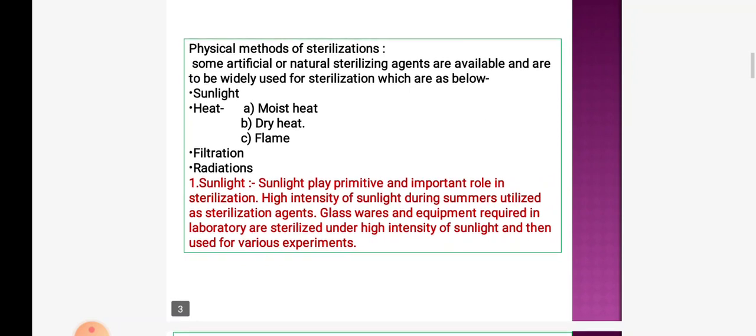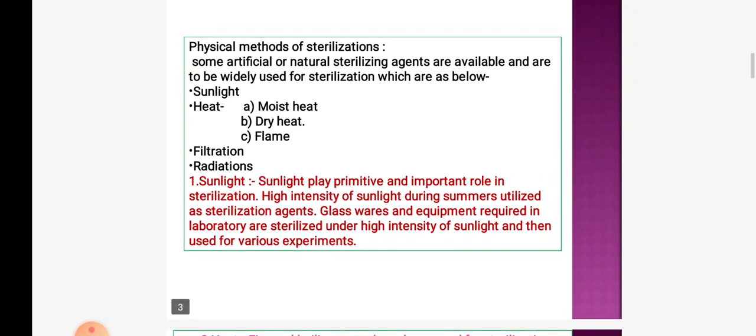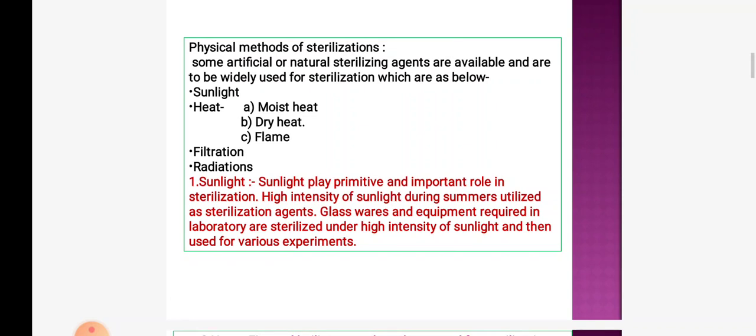In this slide, we will learn about physical methods of sterilization. Artificial or natural sterilizing agents are available, for example sunlight, heat, moist heat, dry heat, flame, filtration, radiations. Sunlight plays an important role in sterilization. High intensity of light during summer is used as a sterilization agent. Glassware and equipment required in the laboratory are sterilized under high intensity of sunlight and then used for various experiments.